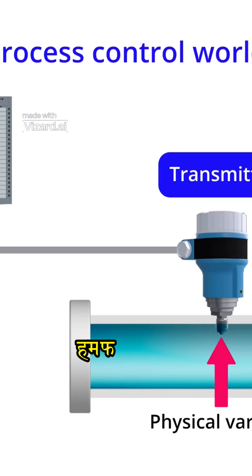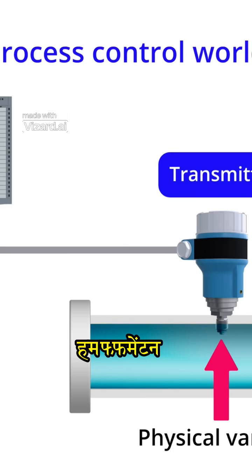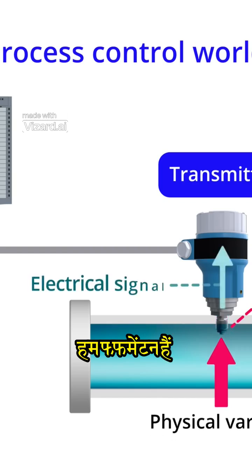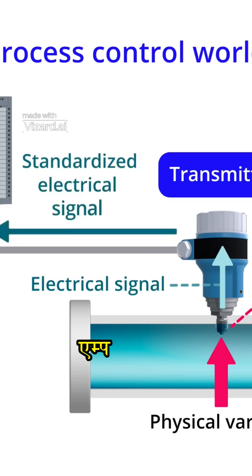So, we just said that the transmitter signal represents the physical variable. How does the transmitter know what the physical variable is? That's where a sensor or a transducer comes into the picture. A sensor performs the initial measurement. If necessary, a transducer converts this initial measurement into an electrical signal that is then amplified and standardized by the transmitter.